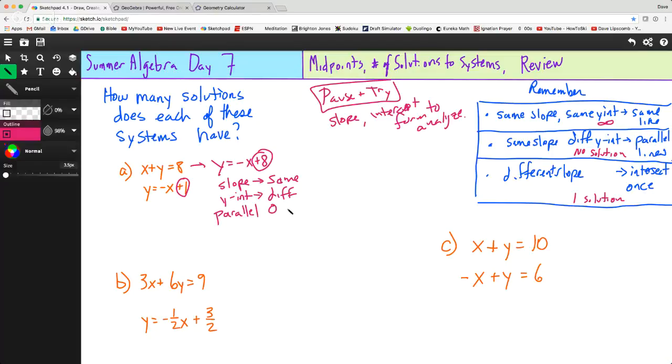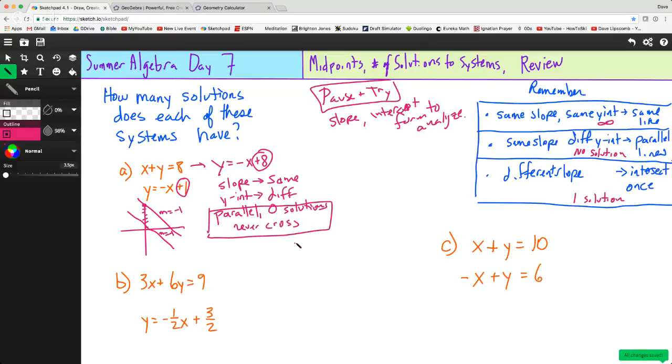And so they have 0 solutions. They never cross. And that's our answer. And I can just sketch it for you. In one case, our y-intercept's up here at 8. And in the other case, our y-intercept's here at 1. And both have a slope of -1. Okay, so you can see they're just parallel lines. All right.